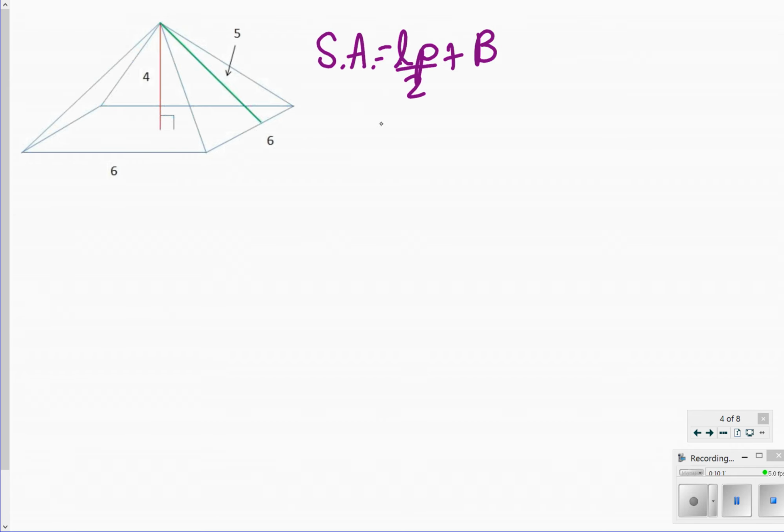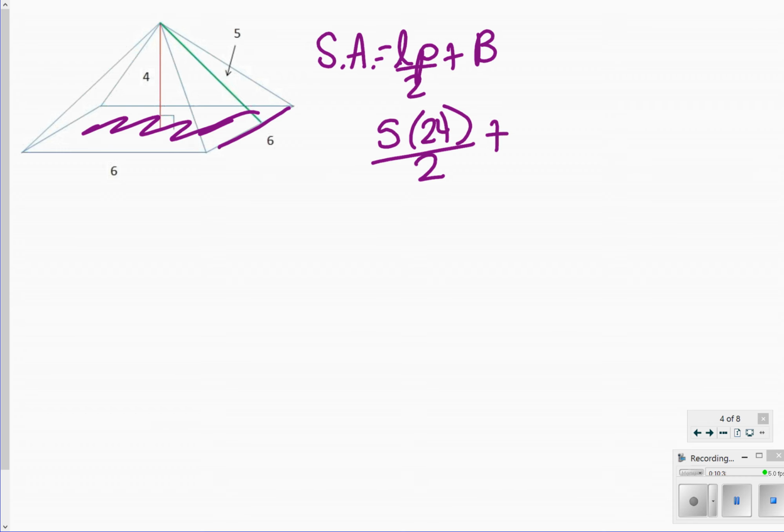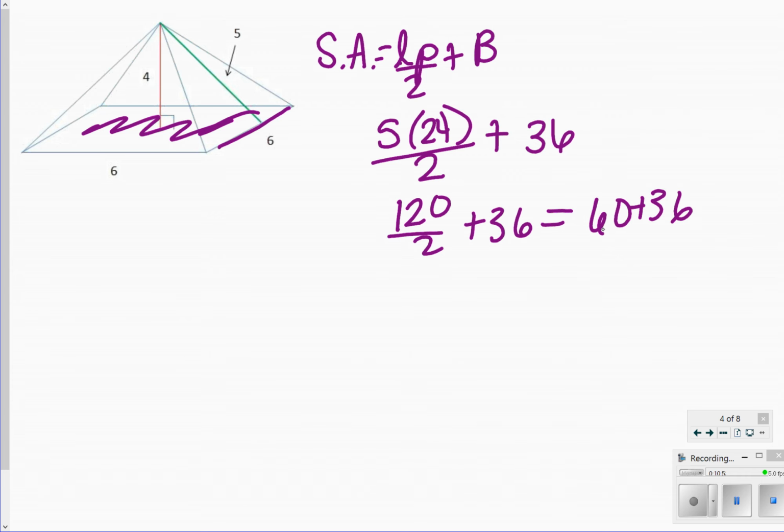The slant height is 5. The perimeter, our base is 6, so the perimeter is going to be 6 times 4, which is 24. And then we will divide that by 2. And then the area of our base, which is a square shape, so that's 6 squared, and that would be 36. So if we continued, we'd get 120 divided by 2 plus 36, which turns into 60 plus 36. So our total surface area is 96 units squared.